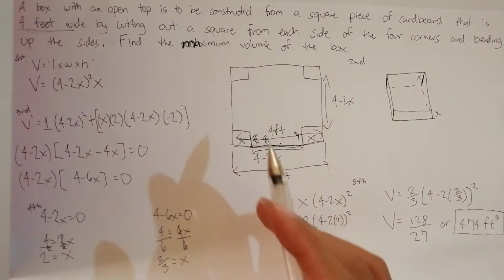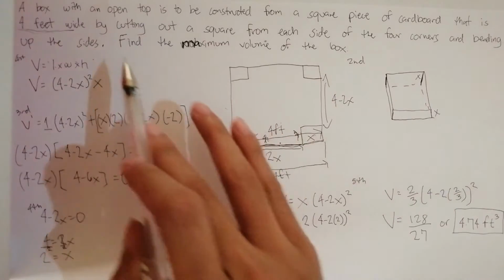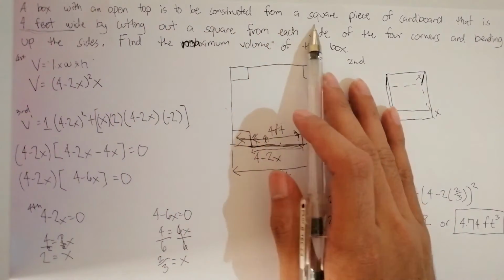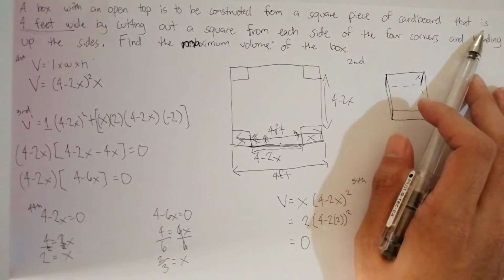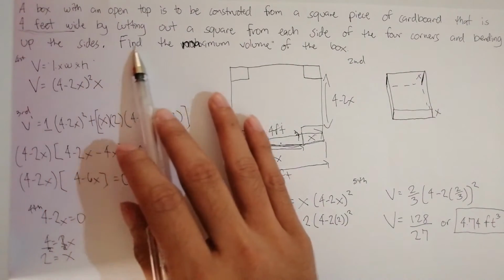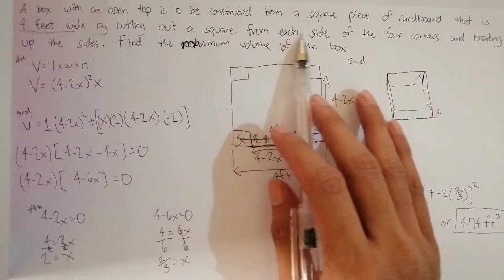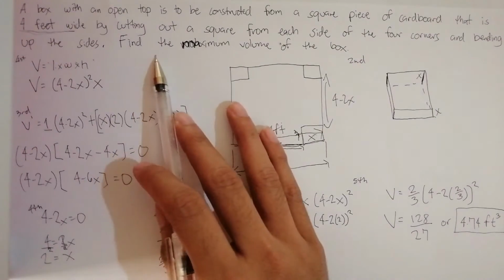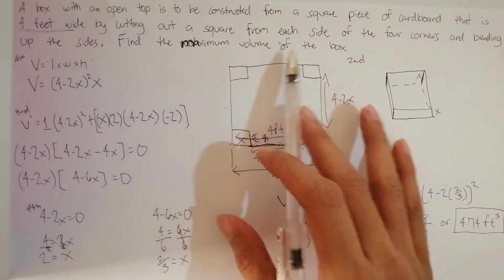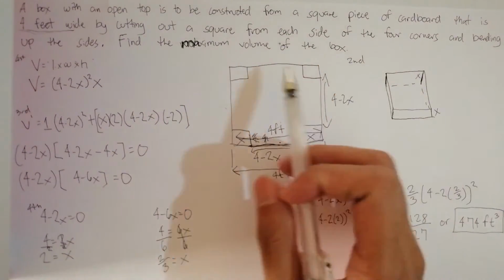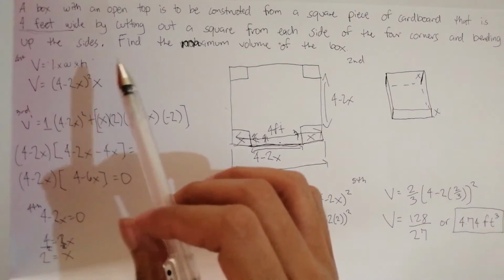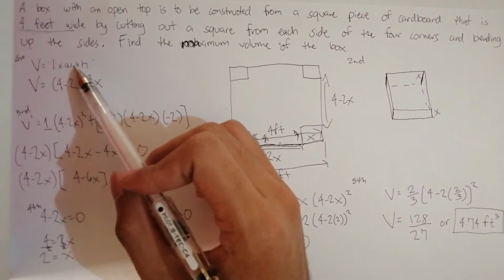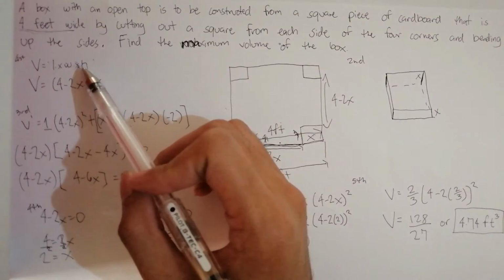So the given problem is a box with an open top is to be constructed from a square piece of cardboard that is 4 feet wide by cutting out a square from each of the 4 corners and bending up the sides. Find the maximum volume of the box. First, we get the volume by multiplying the length by the width and multiplying it with the height.